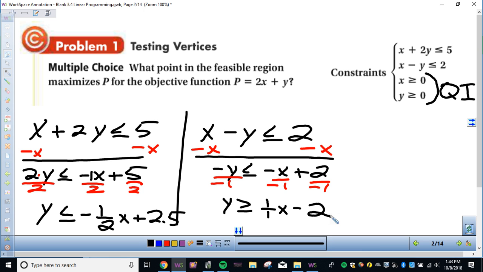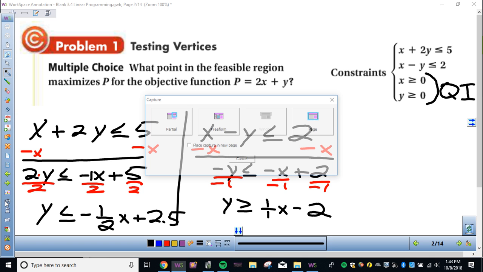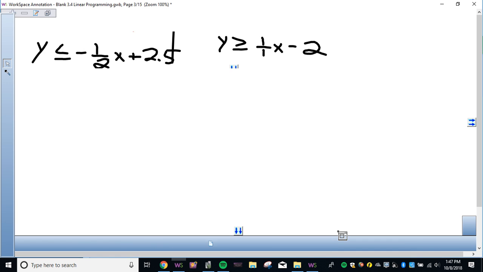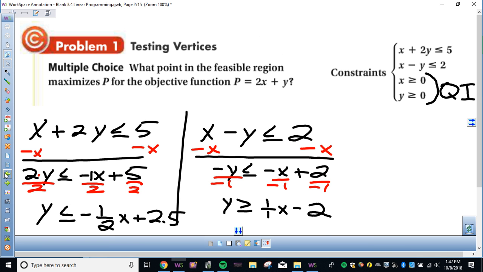I'm going to grab these two equations and copy them to a new page. Did anyone still need that previous page though? Yeah, okay. I'll give you a second on that one.